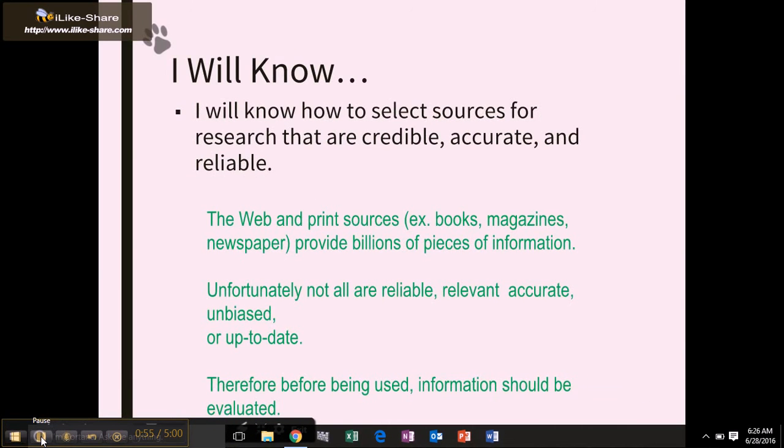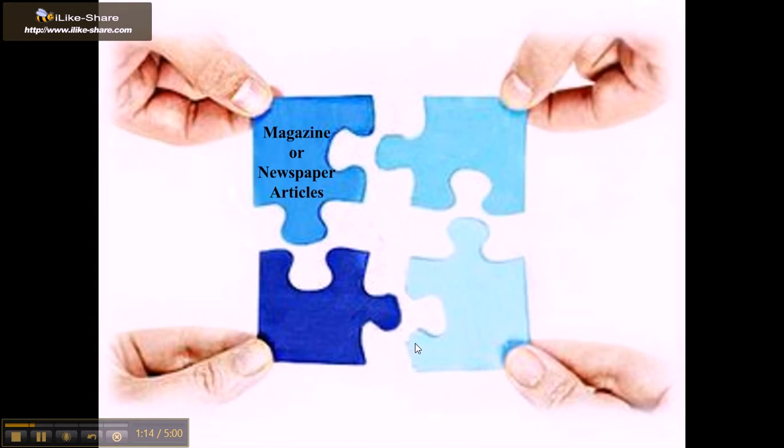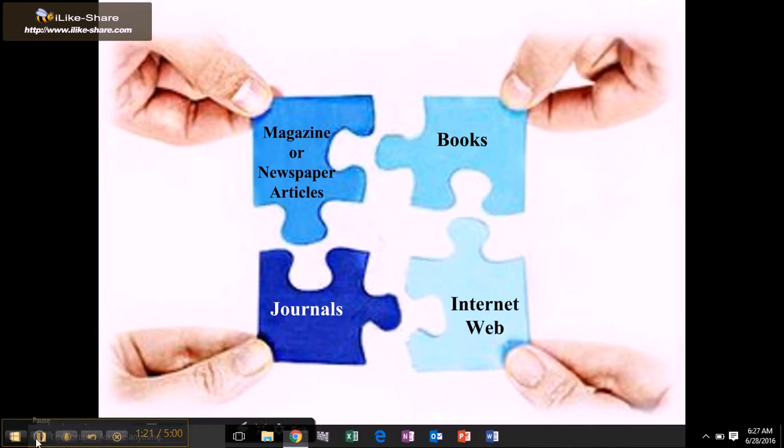So a few things we're going to review today that you will know is how to select sources that are credible, accurate, and reliable. Web and print sources, some things to know. They're not all reliable, relevant, accurate, unbiased, or up to date. So we got to make sure we evaluate the information before we use it. You can use magazine or newspaper articles, books, journals, or the internet or the web.